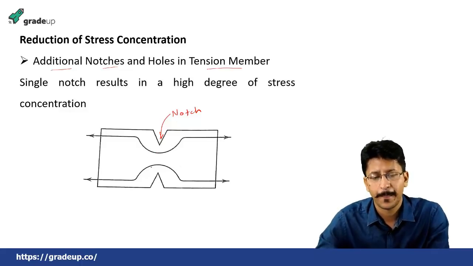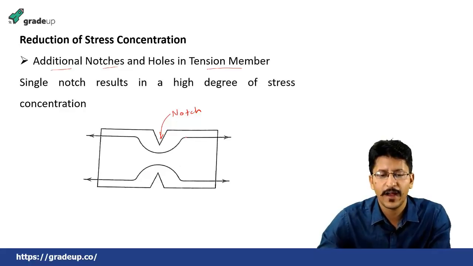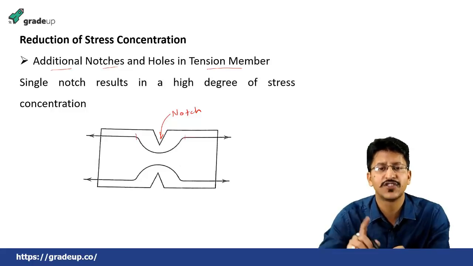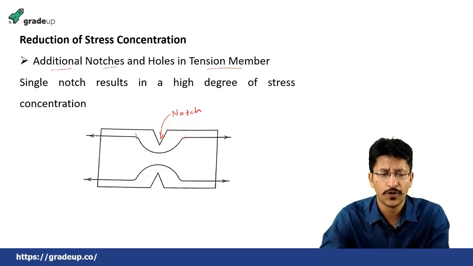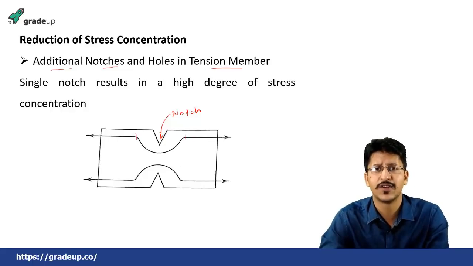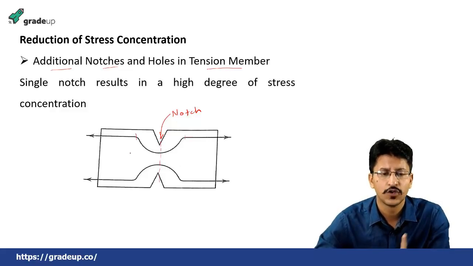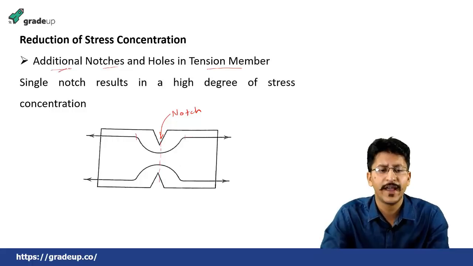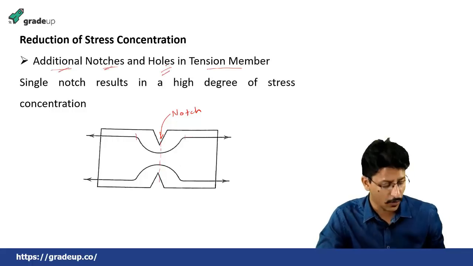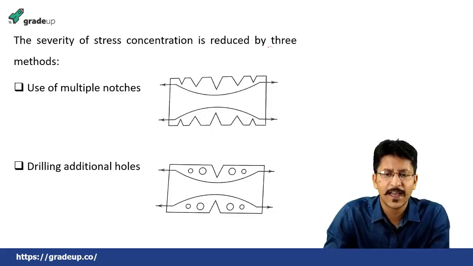You see, from here till here the stress lines are almost straight. Same goes for this side, but from here to here there is an abrupt change in the stress concentration lines. Due to this abrupt change, there will be localization of high stresses, and the material is likely to fail at this region. To reduce this, we make additional notches or holes. This can be reduced in three ways.